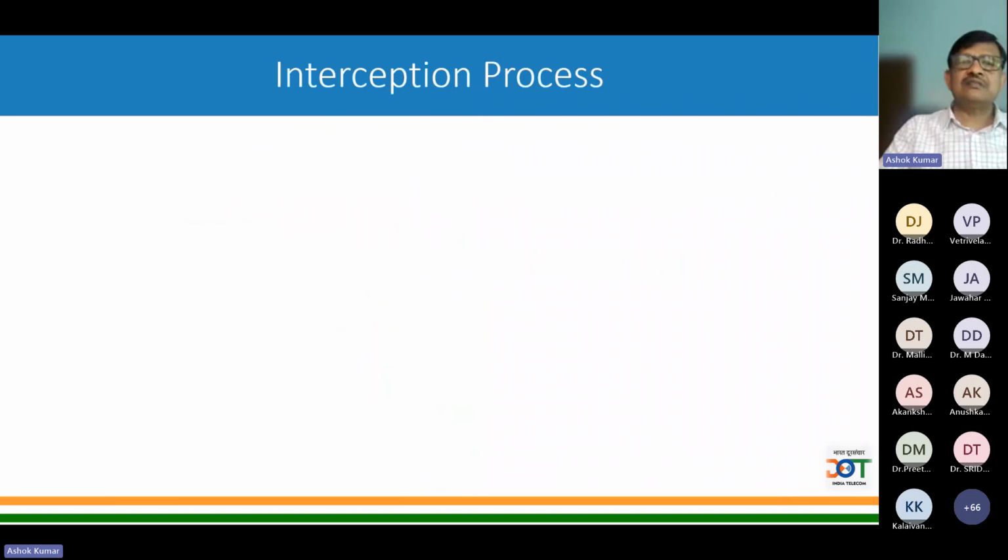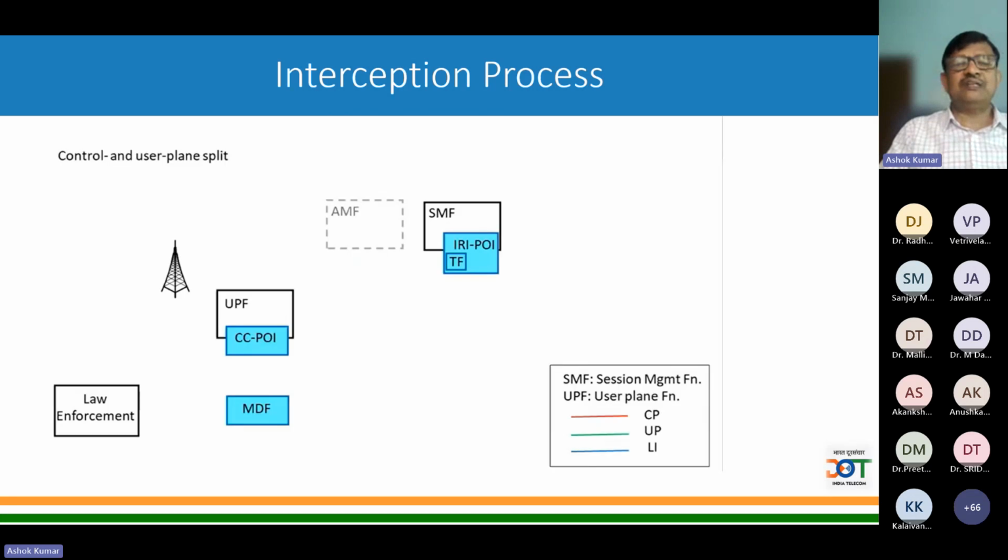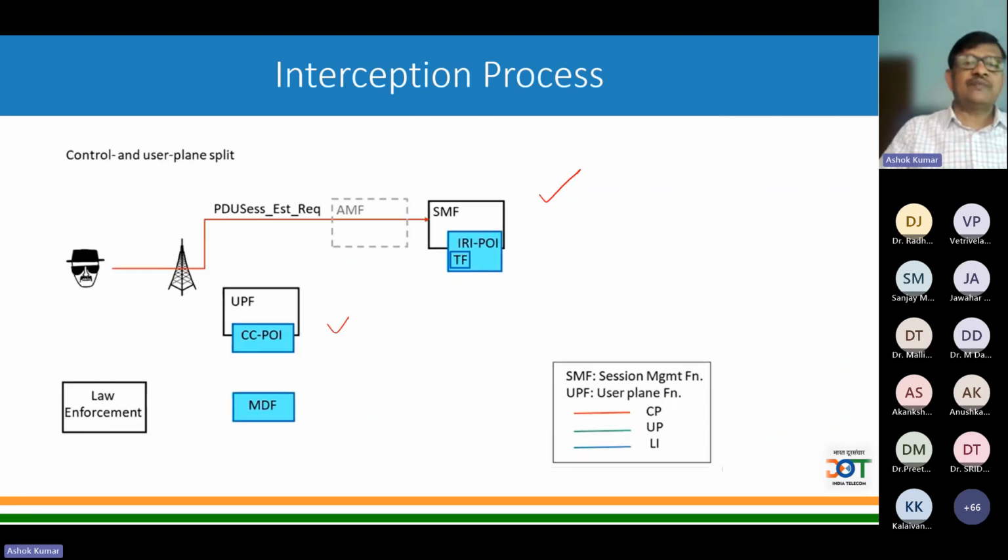So how does the interception process take place? The first thing, just look at this diagram. I have all those POIs here, right? And here I have a UPF, here I have SMF, AMF, MDF, and agencies are here. This is your tower. So suppose a target, this fellow, is being intercepted. We have already provisioned. So whenever he tries to make a call onto the 5G network, the first thing which happens is the creation of a PDU session.